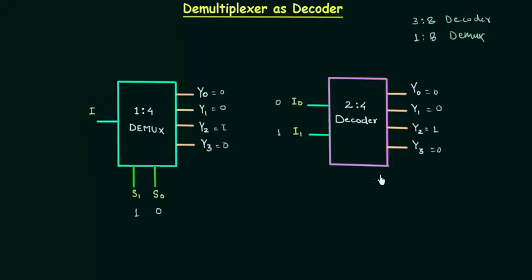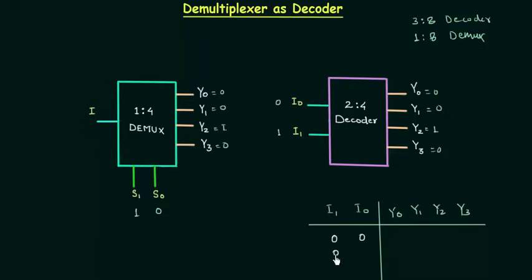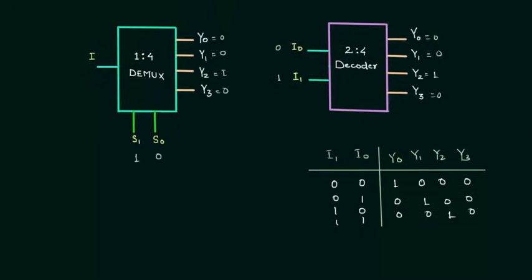Before that, I will complete the table for 2:4 decoder. We have I1, I0 as the 2 inputs, and we have 4 outputs, y0, y1, y2, and y3. As there are 2 inputs, we are having 4 combinations. When I1 is 0, I0 is 0, it means y0 is 1. In the same way, for the second case, y1 is 1. For the third case, y2 is 1, and for the last case, y3 is 1. So this is the table for 2:4 decoder, and we have to search for similarities.